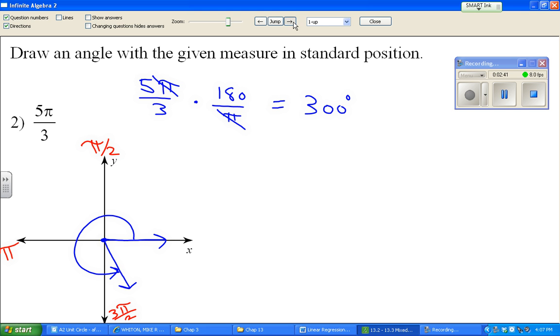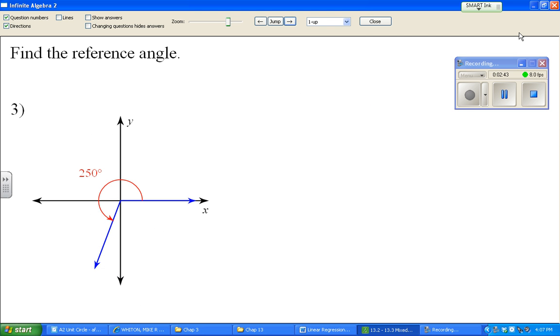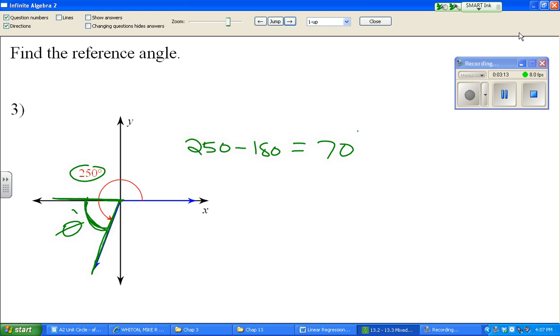Okay, number 3, now we're talking about reference angles. They actually gave you the angle of 250. So the reference angle, again, you always think about where your angle terminates and gets you back to the x-axis as quickly as possible. So this angle measure here is going to be our reference theta prime. You can think of it as they went past 180 to get up to 250. So our reference angle is how much past did they go, or basically just take the 250 minus 180, and you should get an answer of 70 degrees for the reference angle.